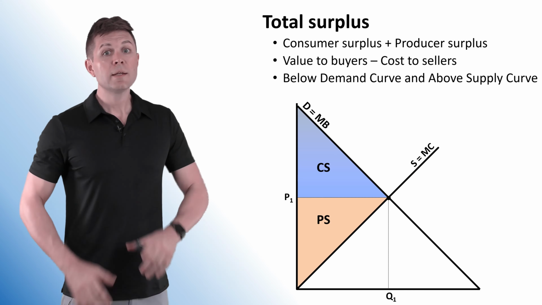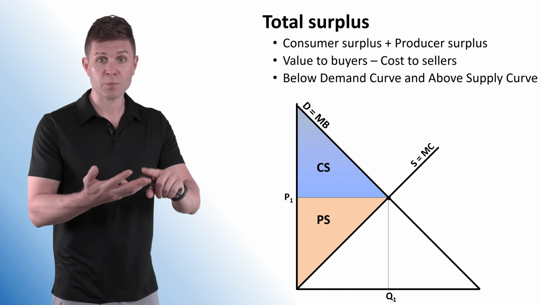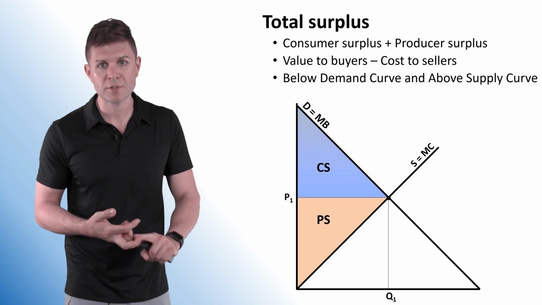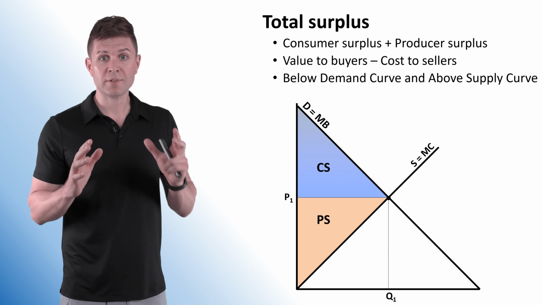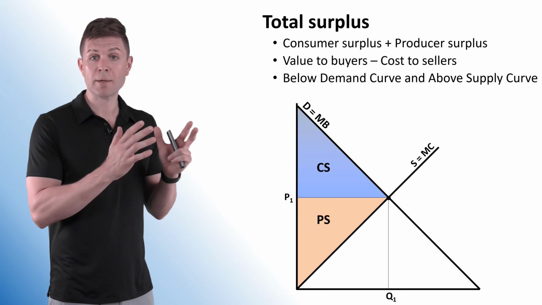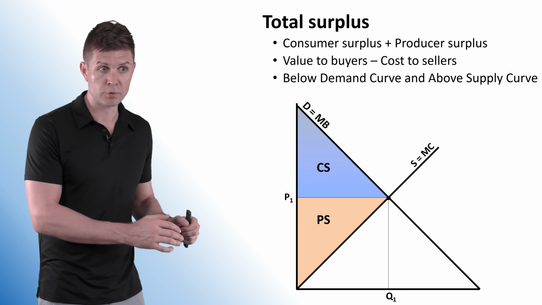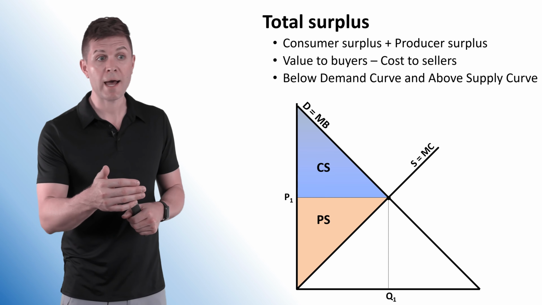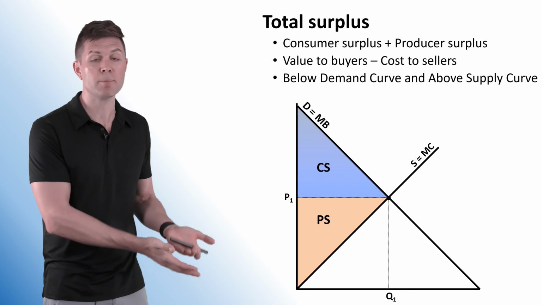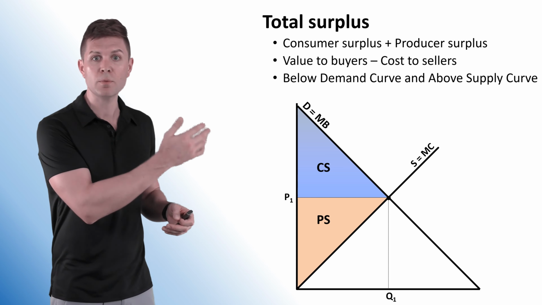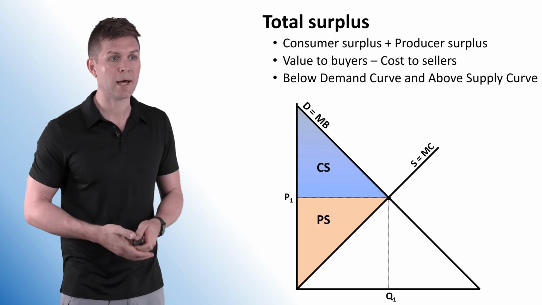Now in a simple model, without taxation, without international trade, without price controls or quotas or anything of that nature, total surplus is easily calculated by adding up the consumer surplus plus the producer surplus. So it's the value to the buyers minus the cost of the sellers, or the area below the demand curve but above the supply curve. It's all the blue plus the pink area in this particular model.